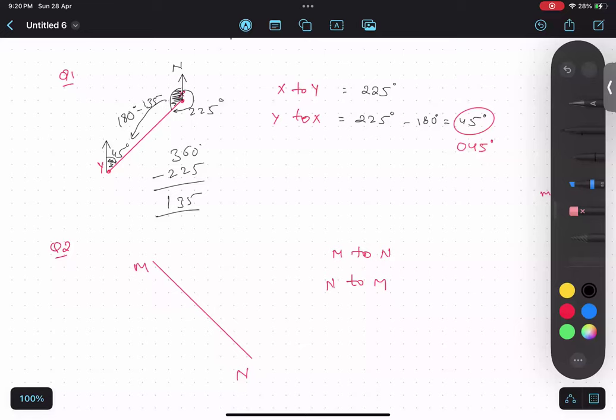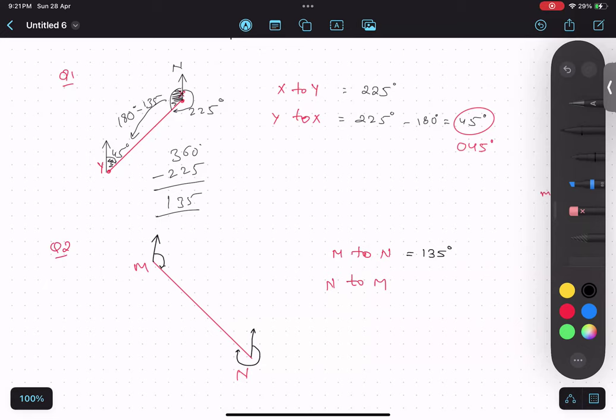So M to N, what do you think will be the value? You can guess. 180, so 90 plus 45, 135. Now I'll teach you the shortcut method and the long method also. Over here, N to M, the bearing is this. Yes or no? Yes, sir. This is the bearing.